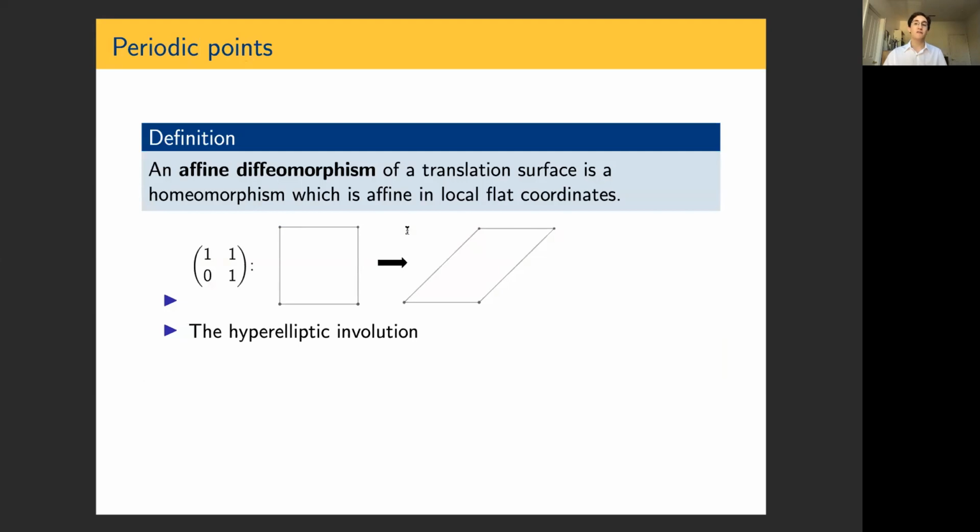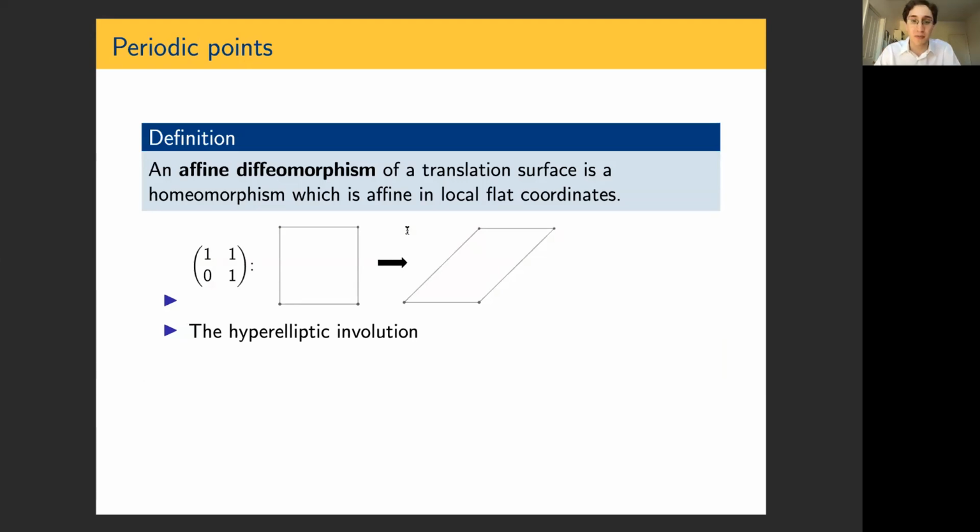Now, in order to define what periodic points are, we have to talk about affine diffeomorphisms. An affine diffeomorphism of a translation surface is a homeomorphism which is affine in local flat coordinates. Because our translation surface is in the plane, recall that we have local coordinates coming from the xy coordinates on the plane. As a result, if we have a homeomorphism which is affine in these coordinates, we call this an affine diffeomorphism.